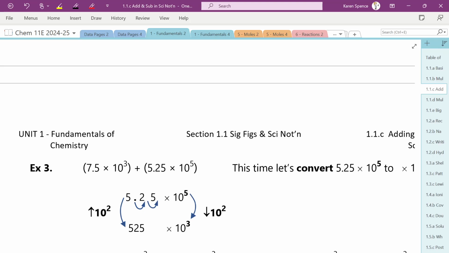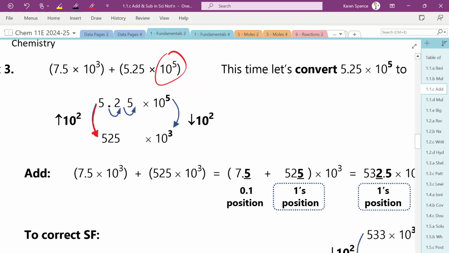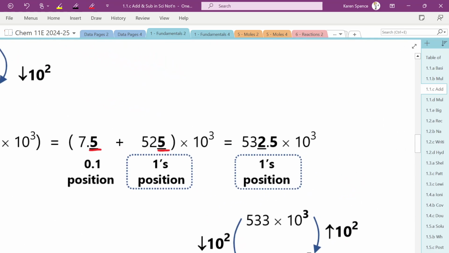Now, you could do it the other way. This just shows that you could have made the power of this 10 to the 5, you could have made it smaller. This would decrease by 2 powers of 10. 5.25 would have to get bigger by 2 powers of 10, so it would become 525. You add them the same way. We have a 0.1 position and a 1 position, and we get this number here.